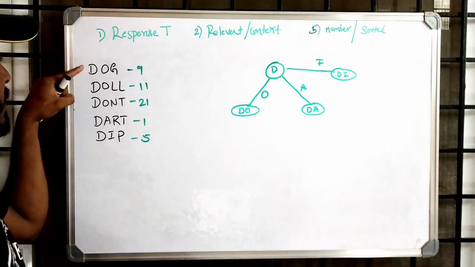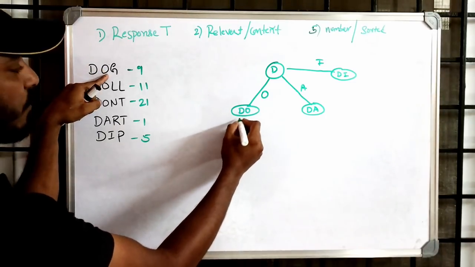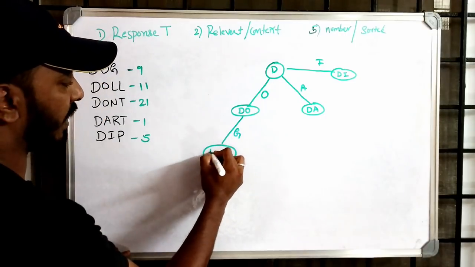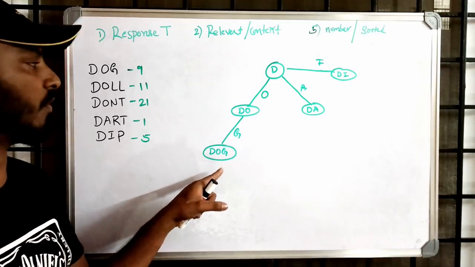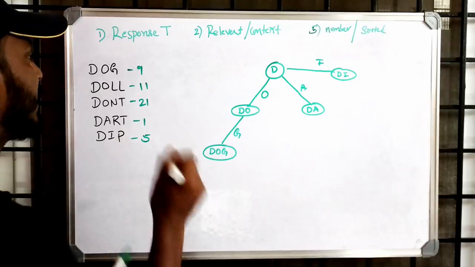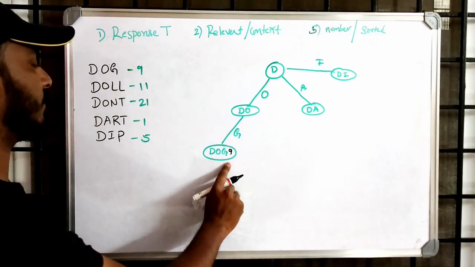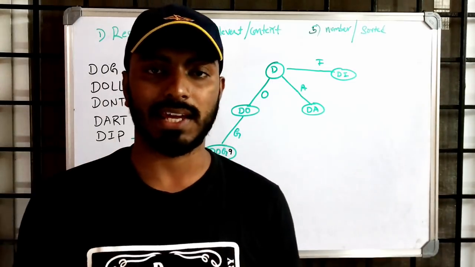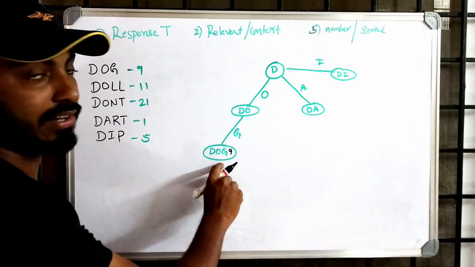Okay, so the next, let's go forward. So after D O, we have G. With the G as hash, what is the prefix we get? We get D O G. If you see, this particular word or the prefix itself is a word with a ranking. So, assign the ranking to that particular node. So, this has ranking 9. Okay. Whenever a node or the prefix node has a ranking, that means it is a valid suggestion. Okay. So, now this is a valid suggestion.